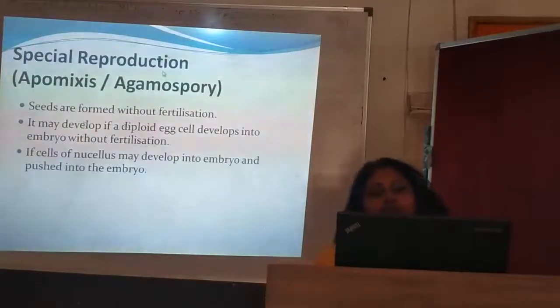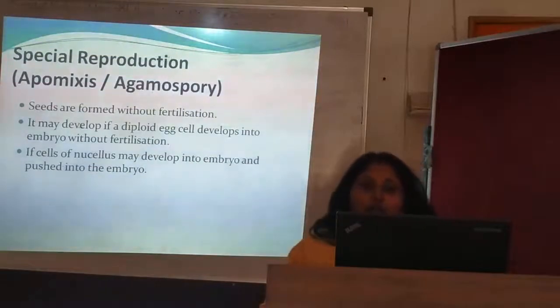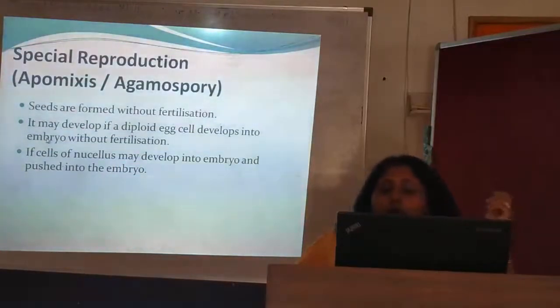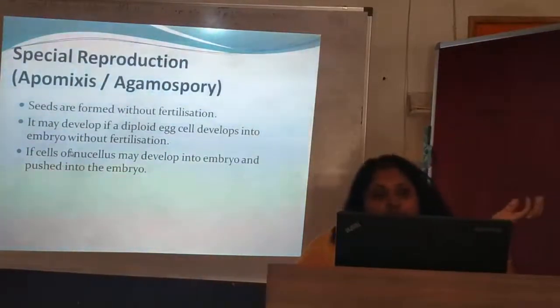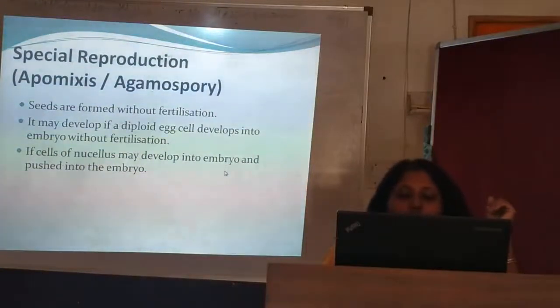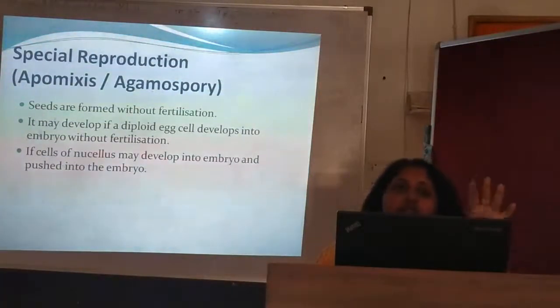Okay, now there are some special reproductions which we call apomixis or agamospermy, where seeds are formed without fertilization. How could it be formed? It could develop from a diploid egg cell which develops into an embryo without fertilization, or the nucellus may develop into an embryo and push into the embryo sac.